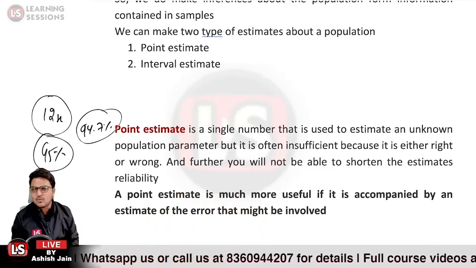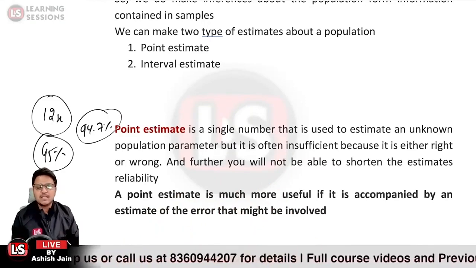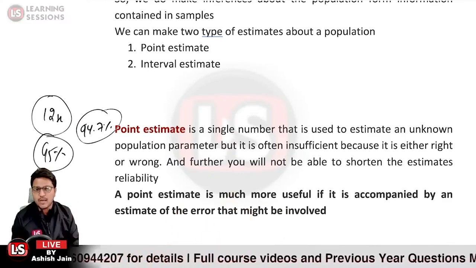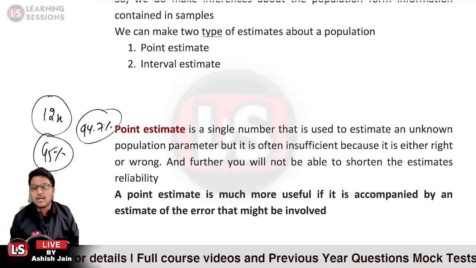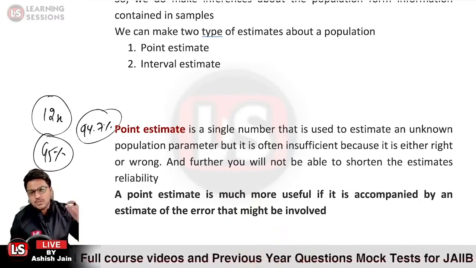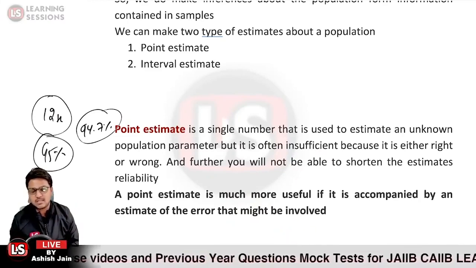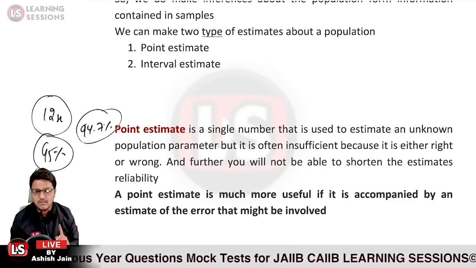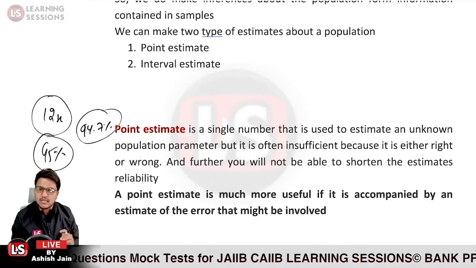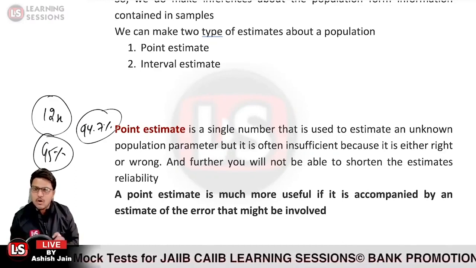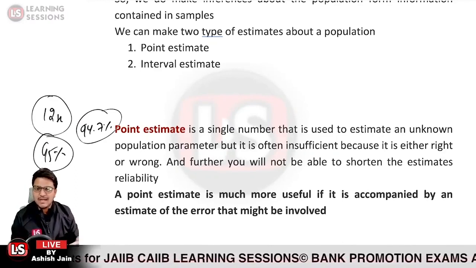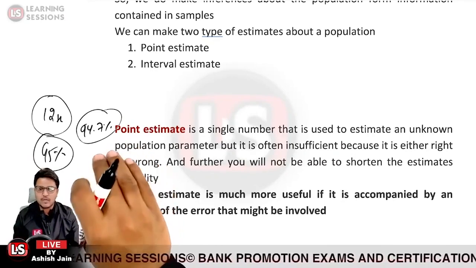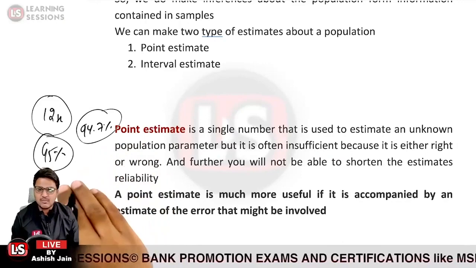So what is a point estimate? A point estimate is a single number that is used to estimate an unknown population parameter. We want to estimate the population parameter using the sample statistics, and in that case we use only a single value, and if it is wrong, it is wrong. It may be either wrong or right; it is not the case that it will be lying in between. So even if it is 94.7, we'll be saying that our estimation was wrong.